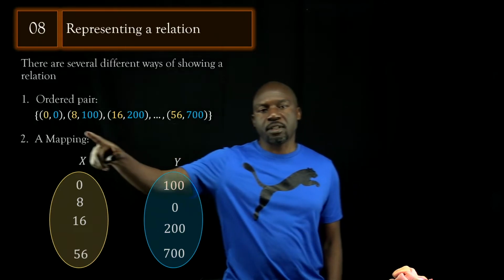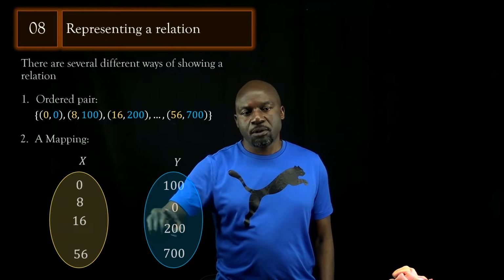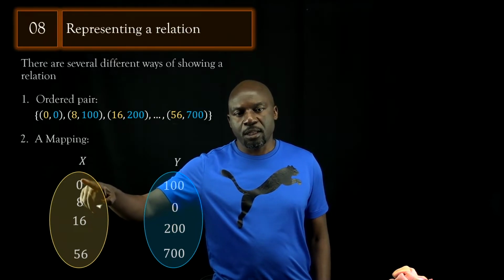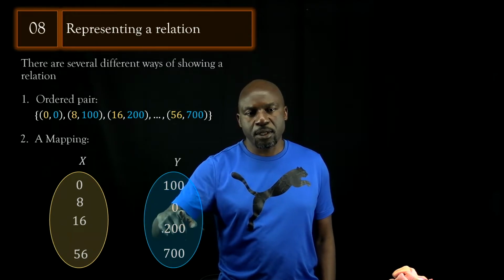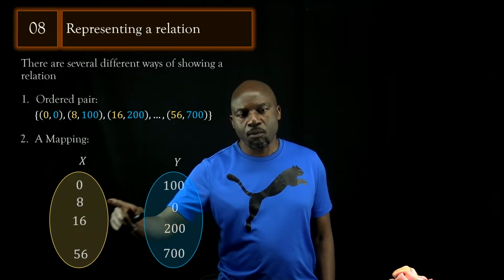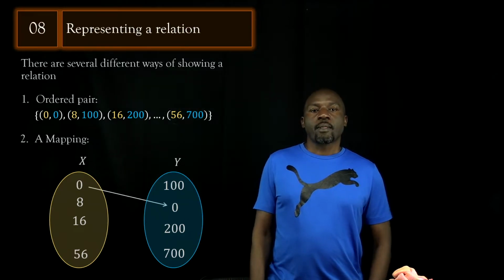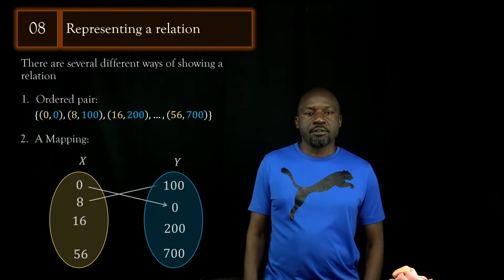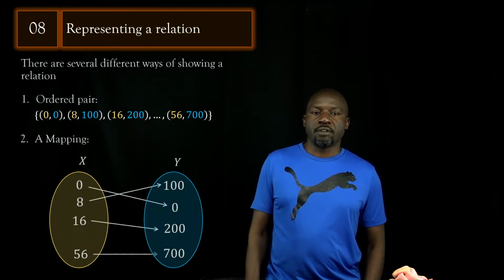So in this case, for example, we would have to draw an arrow from 0 to 0 because these two are related. When x is 0, y is 0. When x is 8, y is 100. So we will do something like that. Okay, for 8 we would have 100. For 16, we would have 200. For 56, we would have 700, and so on.